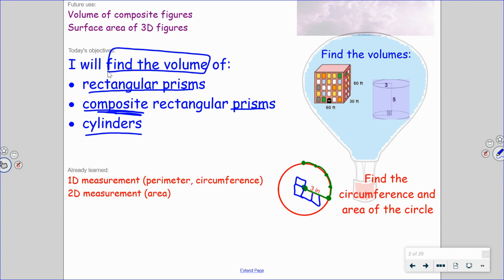So how many cubes of ice would fit a freezer? How much air would be inside that building? How much soup would be in that can of pop? Sooner or later, we'll get to surface area of 3D figures and more figures that are composite.